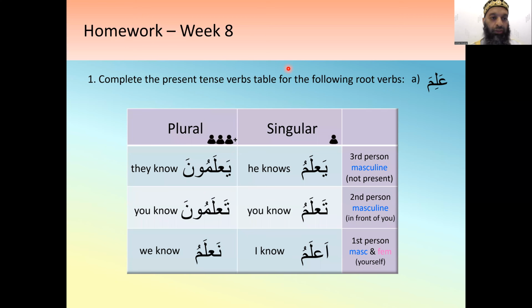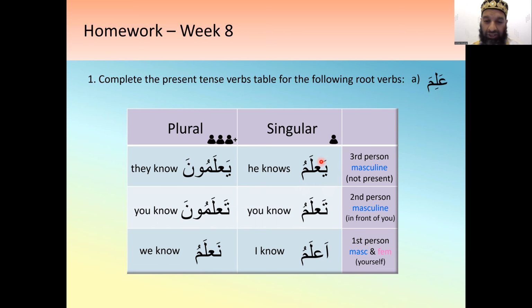So let's start off with the homework for lesson 8, which was to complete the present tense verb tables for the following root verbs. So you have alima. All you had to do is put alima into the present tense verb table that we did last week. So before it was kataba yaktubu. Now it's going to be alima ya'lamu. Right? Ya'lamu is the first one. You learn ya'lamu with alima.